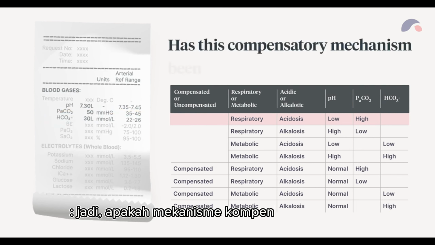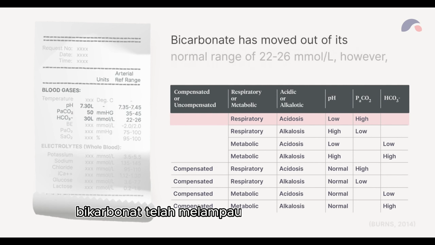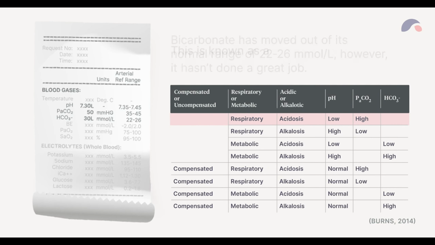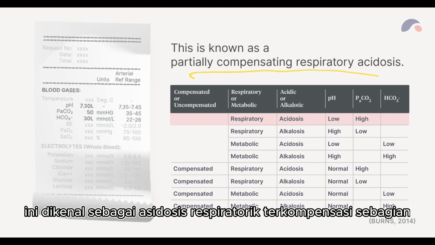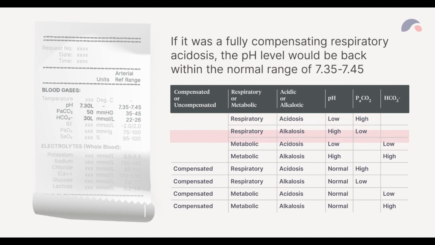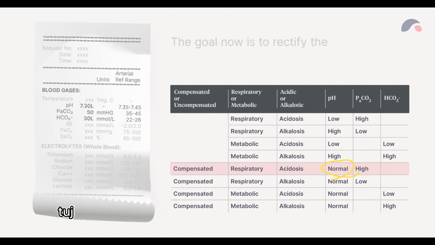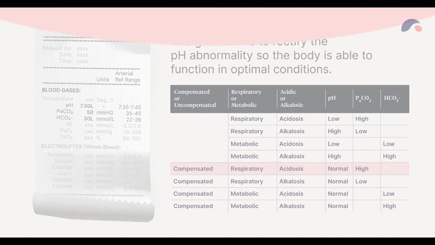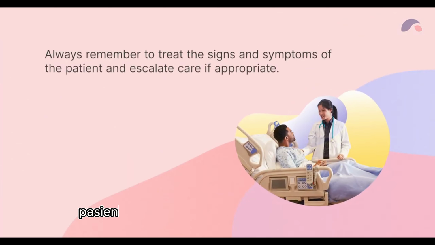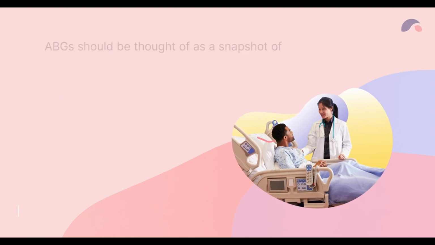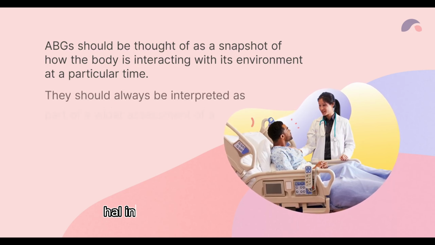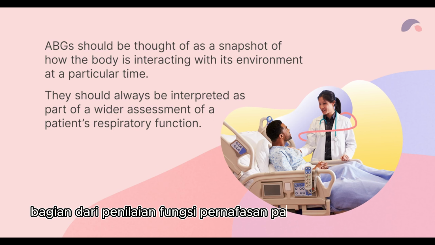So, has this compensatory mechanism been successful? Bicarbonate has moved out of its normal range of 22 to 26 millimoles per litre, however it hasn't done a great job. This is known as partially compensating respiratory acidosis. If it was a fully compensating respiratory acidosis, the pH level would be back within the normal range of 7.35 to 7.45. The goal now is to rectify the pH abnormality so the body is able to function in optimal conditions. Always remember to treat the signs and symptoms of the patient and escalate care. ABG should be thought of as a snapshot of how the body is interacting with its environment at a particular time. They should always be interpreted as a part of the wider assessment of a patient's respiratory function.